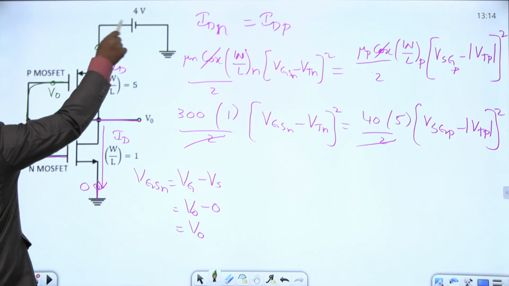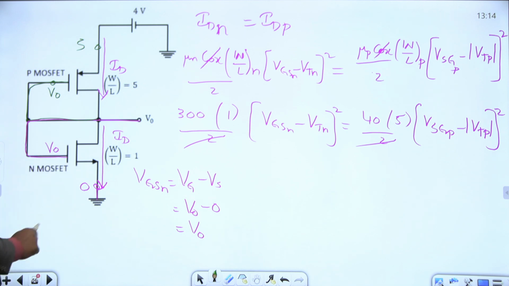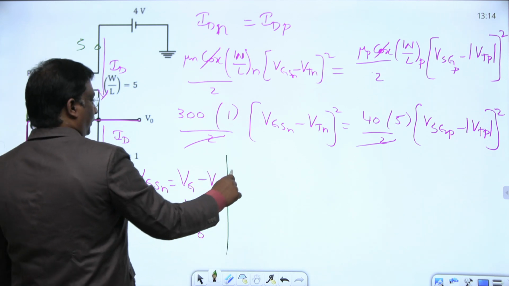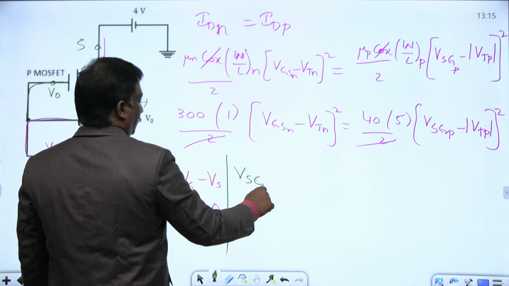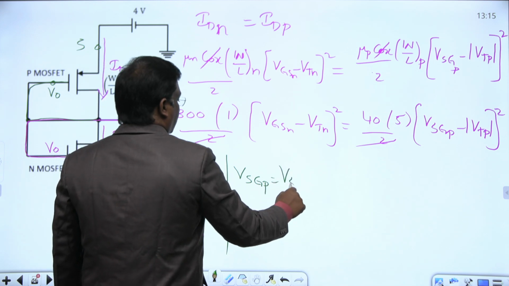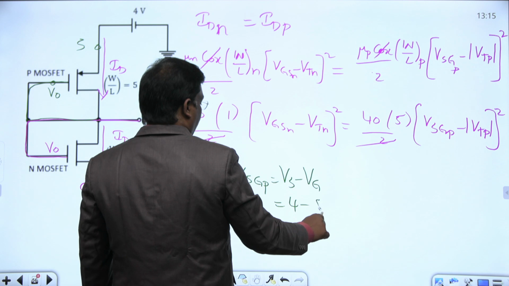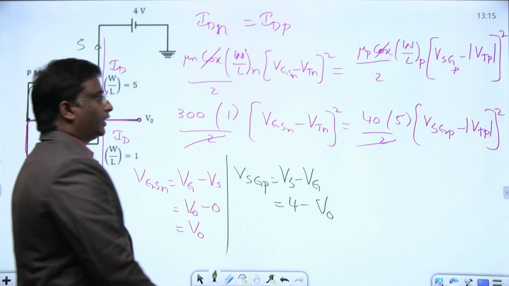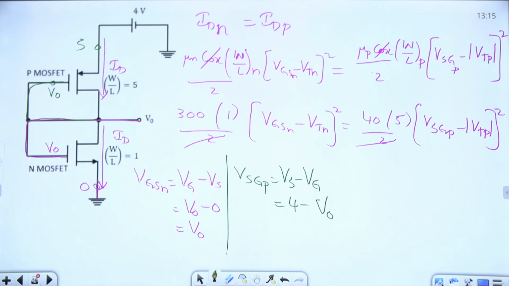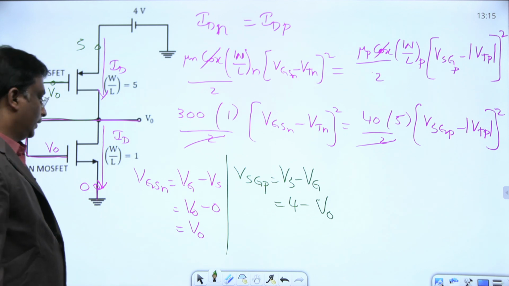And the source is connected to 4 volts. For PMOS, VSGP is Vs minus Vg. Vs is connected to 4, Vg is connected to V0. This is 4 minus V0, 4 minus V0.